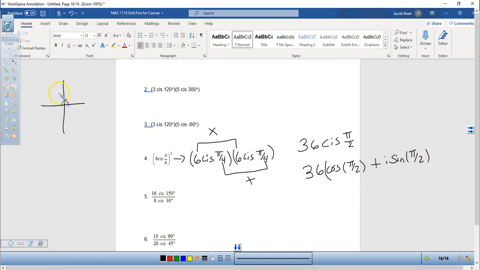Remember that picture? We're talking about pi/2, which is right here, 0, 1. Well, cosine of pi/2 is 0. Sine pi/2 is 1. So the answer is 36i.